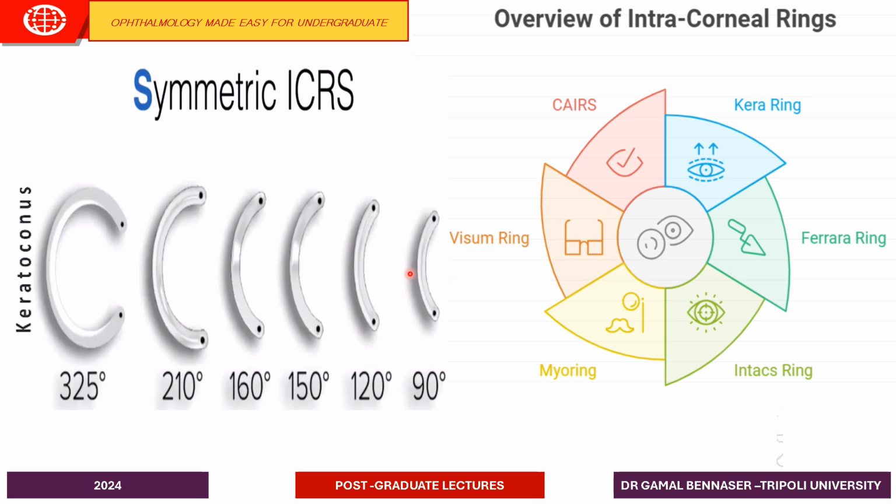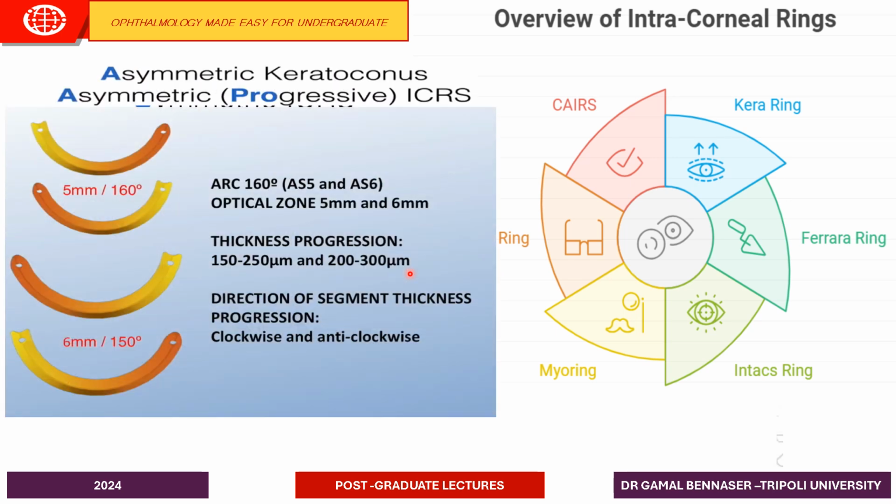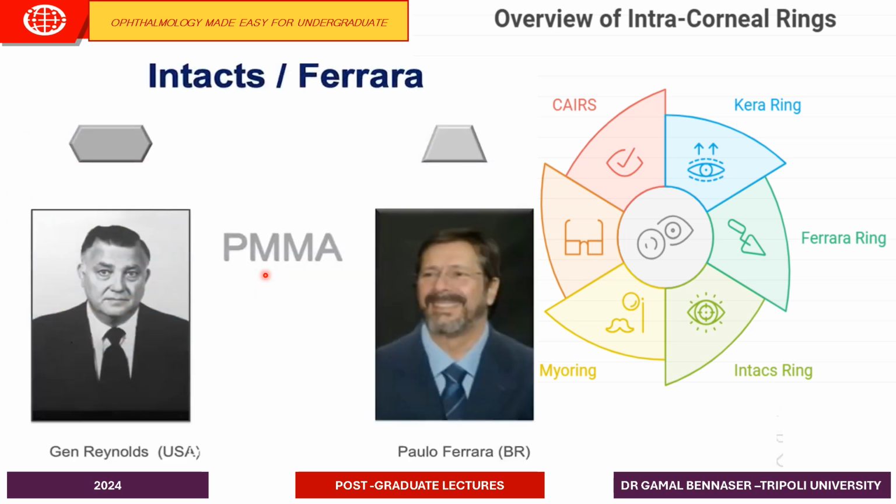And also there is what's known as the progressive intracorneal rings or the asymmetric rings, that have variable thickness along the arc of the segments and different curvatures. This is also useful in correcting irregular types of keratoconus, especially the dot type and what's called the croissant type, so that it will improve the myopia as well as the high order aberrations.